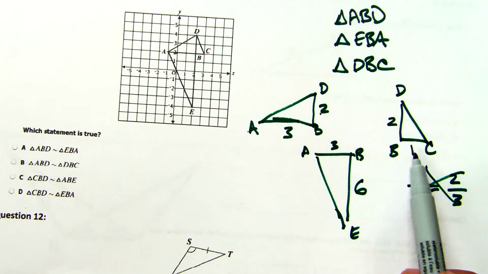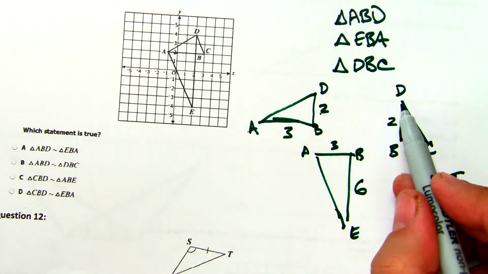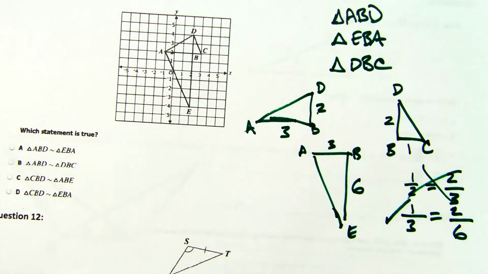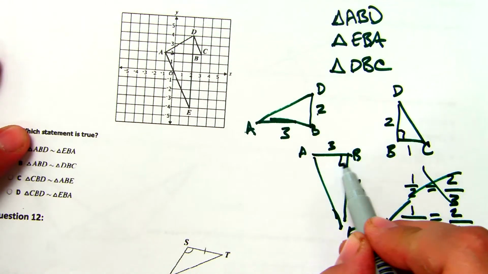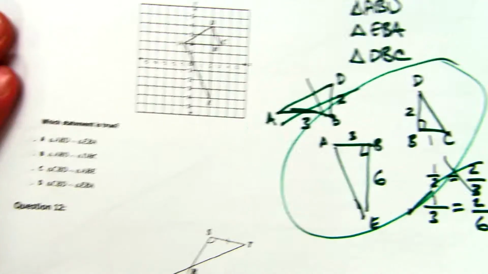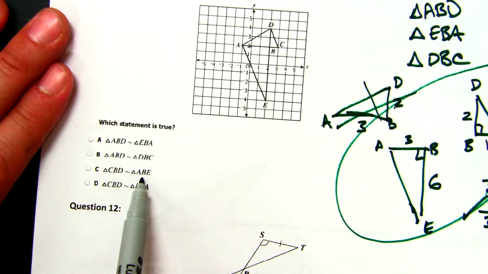I've got the short leg in DBC is 1, and the short leg in this triangle here is 3. The long leg in DBC is 2. The long leg in ABE is 6. Does 1/3 equal 2/6? Yes. Okay, so I've got my proportion. I have my angles, right? I know that these are both right angles. So these two triangles are similar. If I look over here, it's CBD and ABE. But I also have CBD and EBA. Now, EBA and ABE are the same triangle.